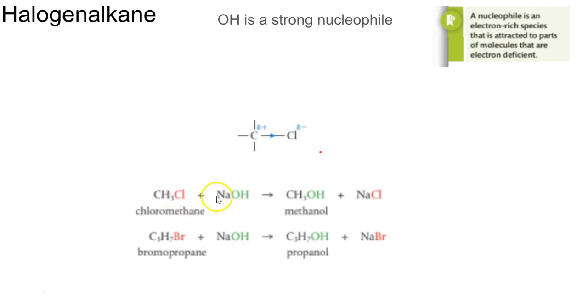It'll kick off the chlorine, because chlorine wants to take those electrons. It has a high electronegativity, and so we get a molecule like methanol. This can happen with other halogenoalkanes as well, with any of the halogens. And so we see here we have bromopropane reacting with an OH, and we get propanol.